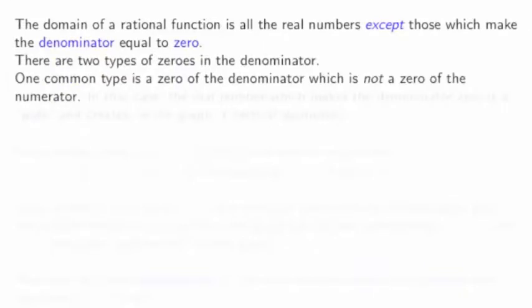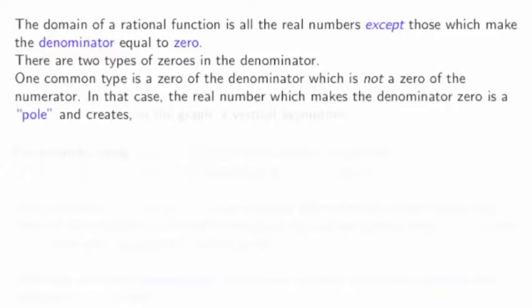There are two types of zeros in the denominator. One common type of zero of the denominator is that which is not a zero of the numerator. In that case, the real number which makes the denominator 0 is a pole and gives in the graph a vertical asymptote.